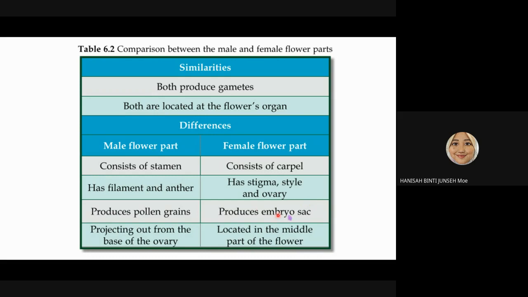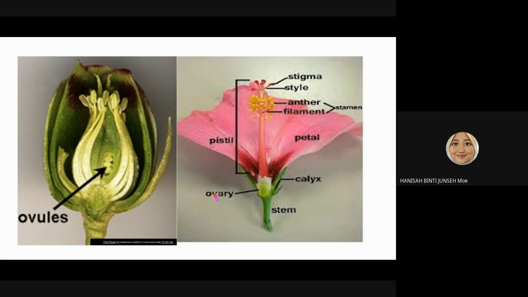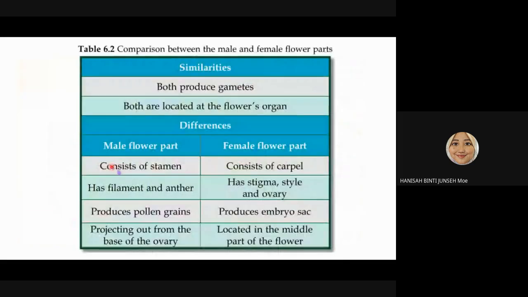Okay, what is the embryo sac? I'll show you this picture here. Within the ovary, we can find an ovule. So each of these ovules is an embryo sac. Okay. Now the last one: the male flower part is projecting out from the base of the ovary, while the female flower part is located in the middle part of the flower. Okay, those are the comparisons.